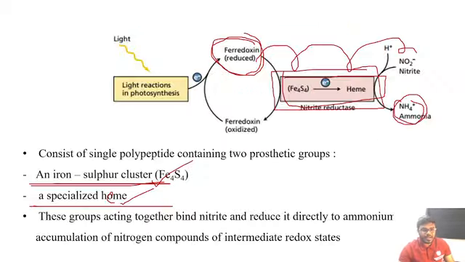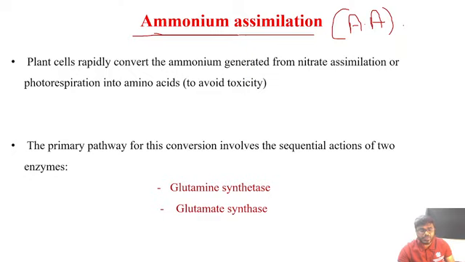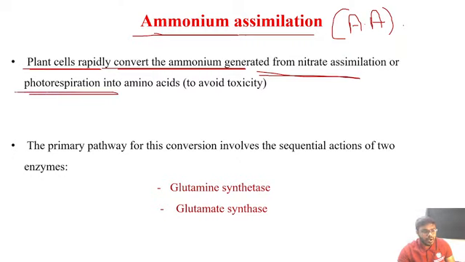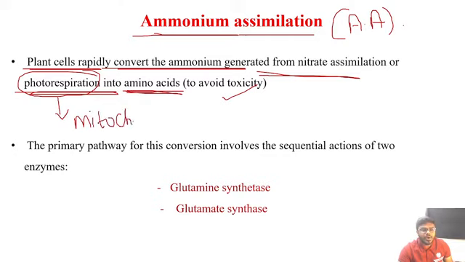So in this particular nitrate assimilation we produced ammonium. See, all of you understand, friends. Listen to the statements carefully. Plant cells rapidly convert the ammonium generated from the nitrate assimilation or photorespiration into what, my friends? Into amino acids to avoid what? Toxicity. Friends, during the process of photorespiration, I don't know whether you recall or not, especially in the organelle mitochondria. In the mitochondria, what is happening?